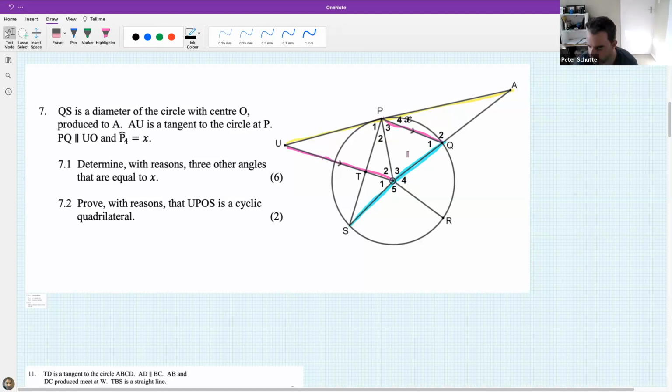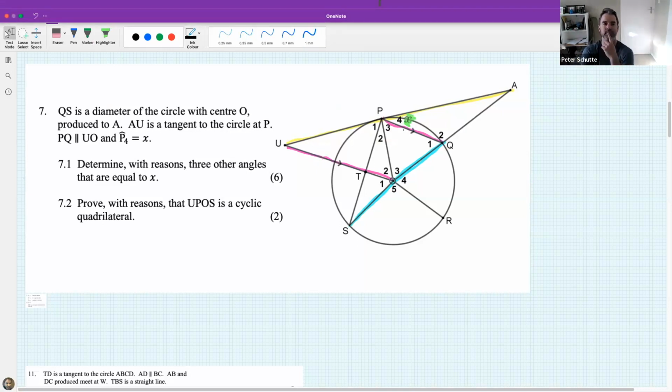Okay, find me 3 other angles equal to X. At the moment, X is this angle up here, P4. See what you can do. Okay, Rosario, wouldn't P1 equal to X? Maybe. I have to go do some investigating with you guys.